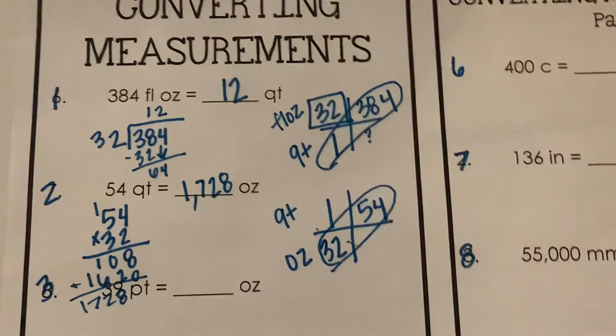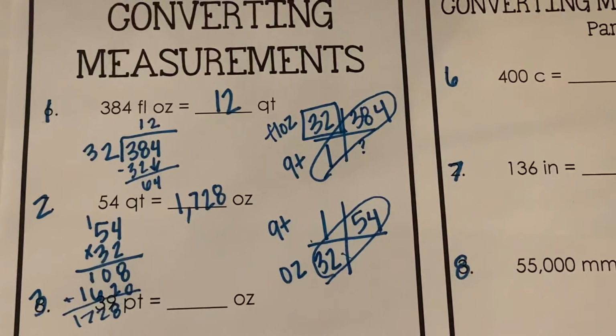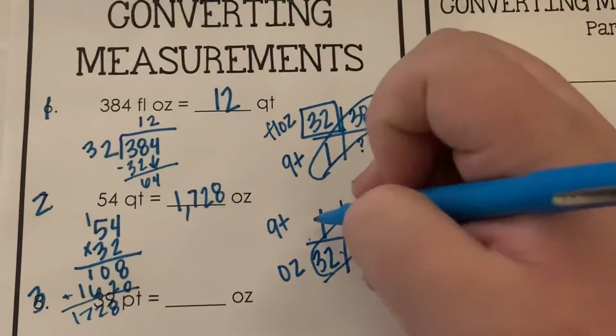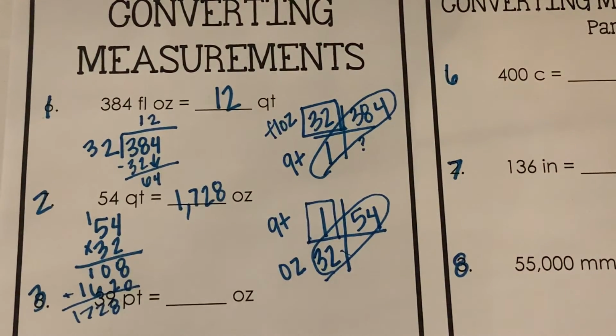We're giving y'all more room to write, I'm sorry. And then we have to divide by what? 1. Well, what's any number divided by 1? The same thing. So we should get 1,728 ounces. Does that line up with what y'all are getting? Good. We'll do a few more together and then I'm going to let y'all start trying them.